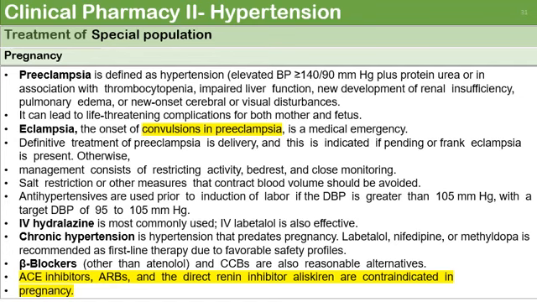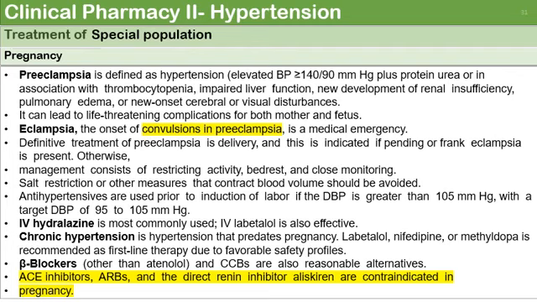Definitive treatment, the final treatment for preeclampsia, is delivery, and it is indicated if it is pending or frank eclampsia. Management includes activity restriction, meaning bed rest, close monitoring, and salt restriction. Drugs that reduce volume should be avoided. Antihypertensives can be used prior to induction of labor if the diastolic blood pressure is more than 105. The target diastolic blood pressure should be 95 to 105.